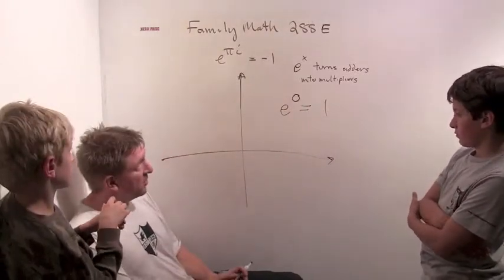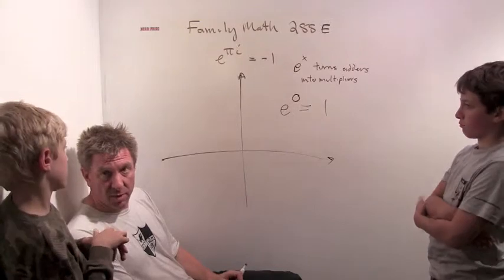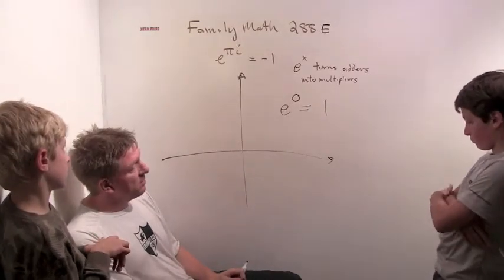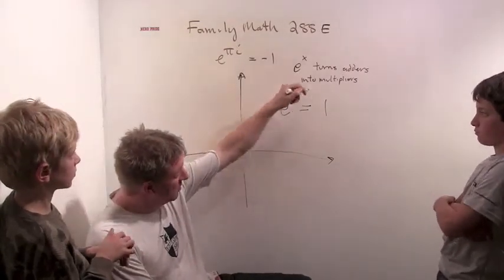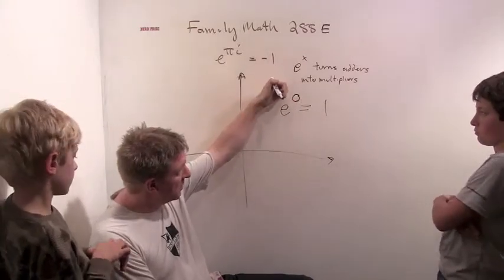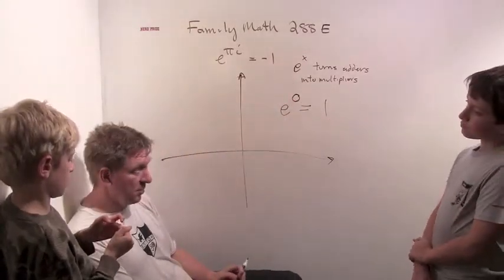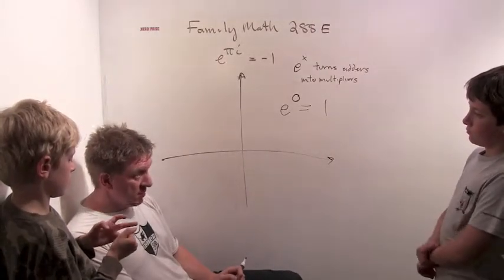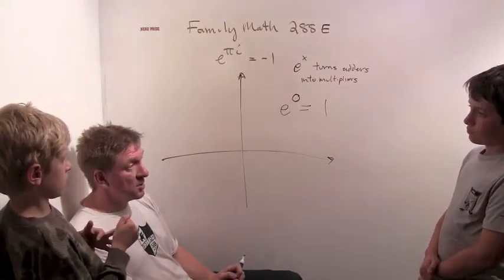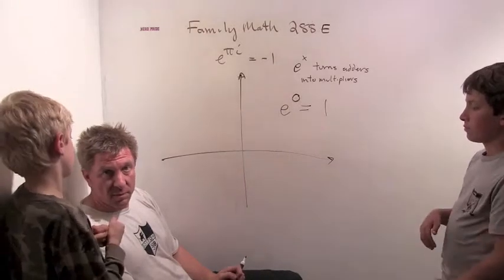So if we're going to turn adders into multipliers, it better be the case that 0 turns into 1, because 0 as an adder does nothing to the plane, and 1 as a multiplier does nothing to the plane. But now we have a little bit of a strange situation.